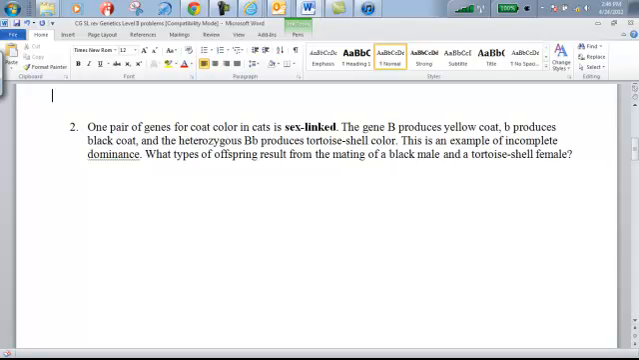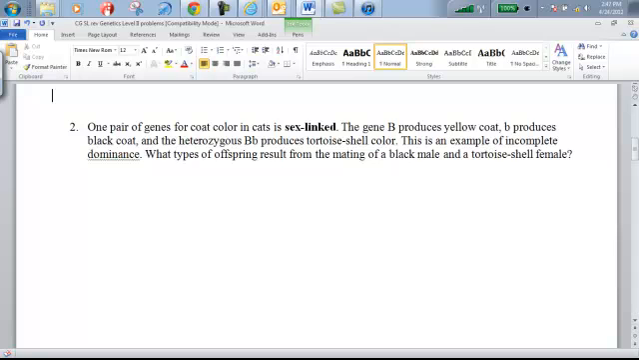And if you've reasoned this out, the only way you can have these two genes, because they're on the X chromosome, is to be a female. This is actually the case with cats. Only female cats are what we call tortoise shell, or in some instances, calico. It's an example of incomplete dominance in this particular situation as well. So what type of offspring results from the mating of a black male and a tortoiseshell female?